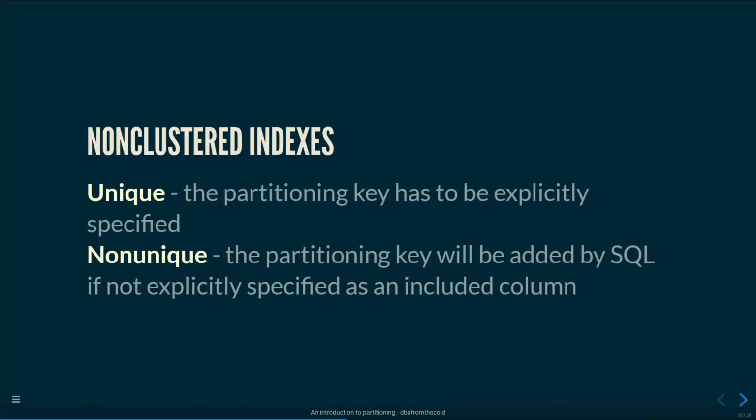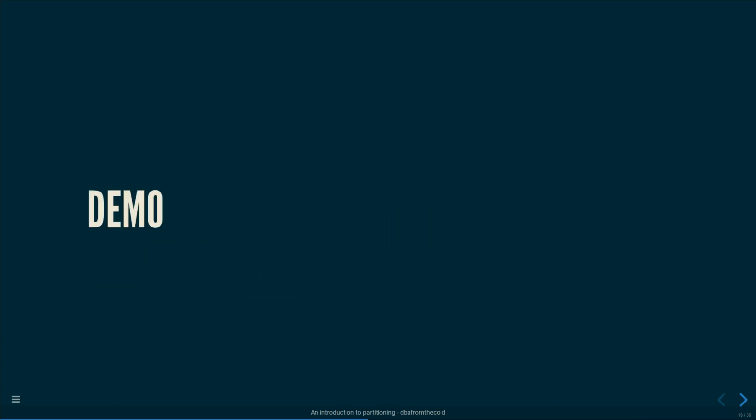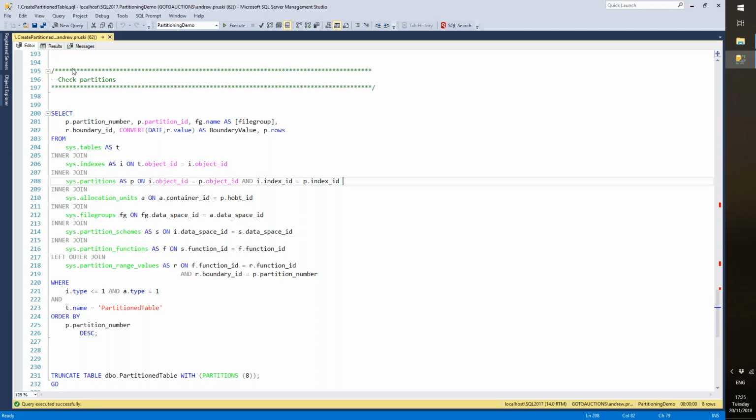And the same thing with non-clustered indexes, whether they're going to be unique or non-unique. If they're unique, we have to explicitly specify the partitioning key in the create statement. If it's non-unique, SQL will implicitly add the partitioning key as an included column into our index. It won't tell you it's doing it, but it's happening in the background. So let's go ahead and have a look at applying some indexes to our table.